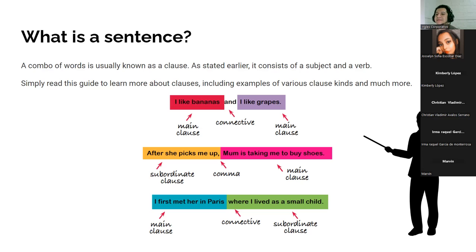En la primera, donde dice I like bananas and I like grapes, ahí las dos son independientes, ¿verdad? Yo entiendo I like bananas y yo entiendo I like grapes. Entonces, son independientes las dos. Entonces, podemos hacer varias combinaciones con independientes, con dependientes. Es por eso lo que les decía. Y las dos forman una oración, solo una oración, solo que es una oración compuesta.